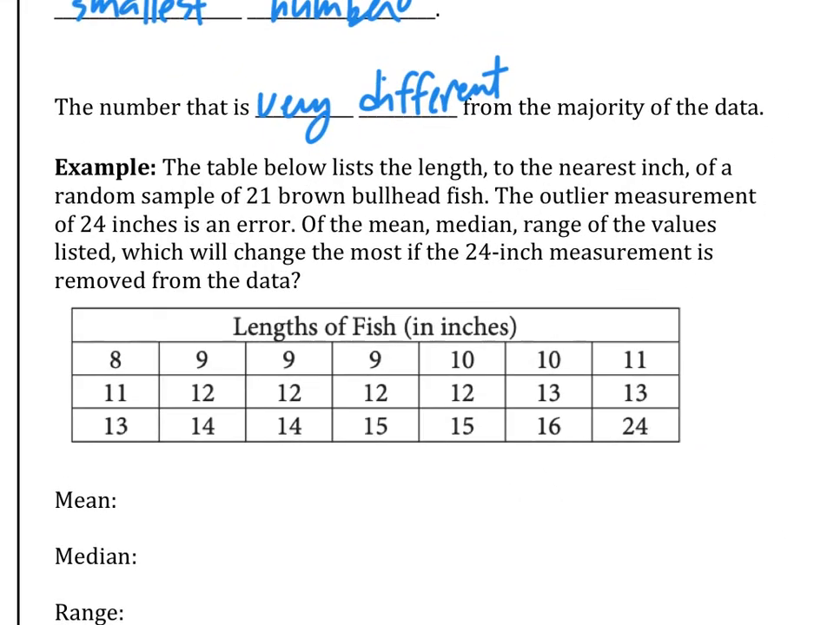Let's look at this example. The table below lists the length to the nearest inch of a random sample of 21 brown bullhead fish. The outlier measurement of 24 inches is an error. Of the mean, median, and range of the values listed, which will change the most if the 24-inch measurement is removed from the data? Okay, so once we understand what each basic statistic actually does to the data or how it's used, we can figure this out really quickly.